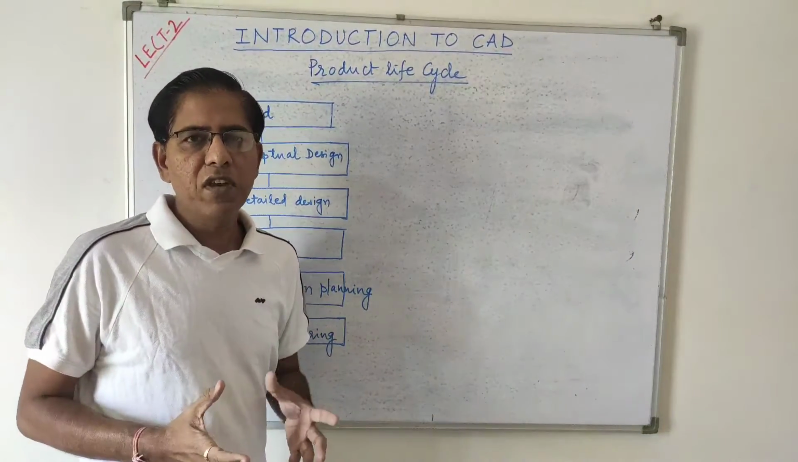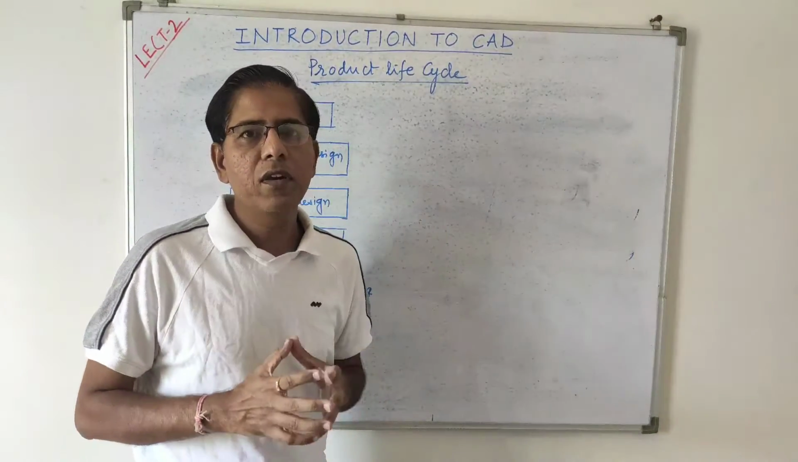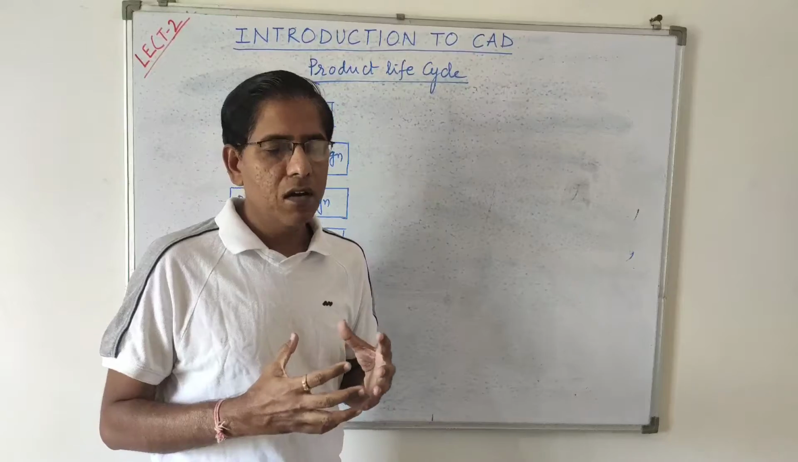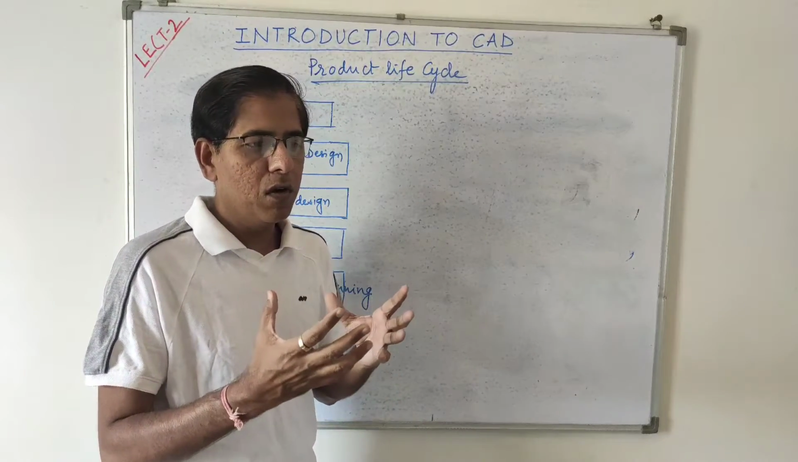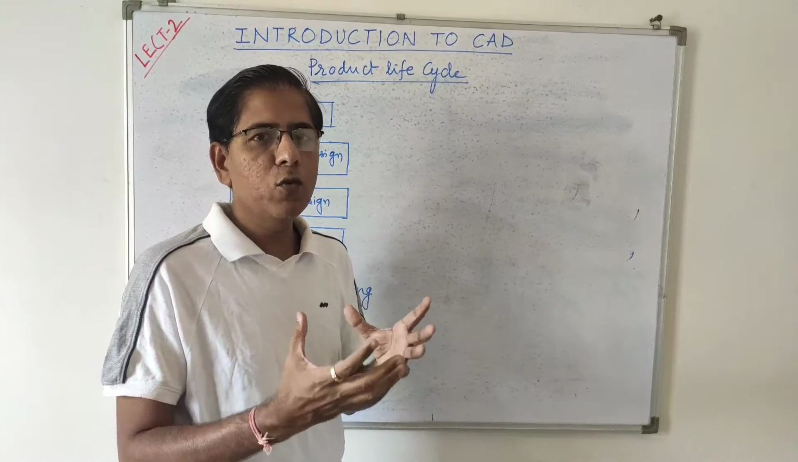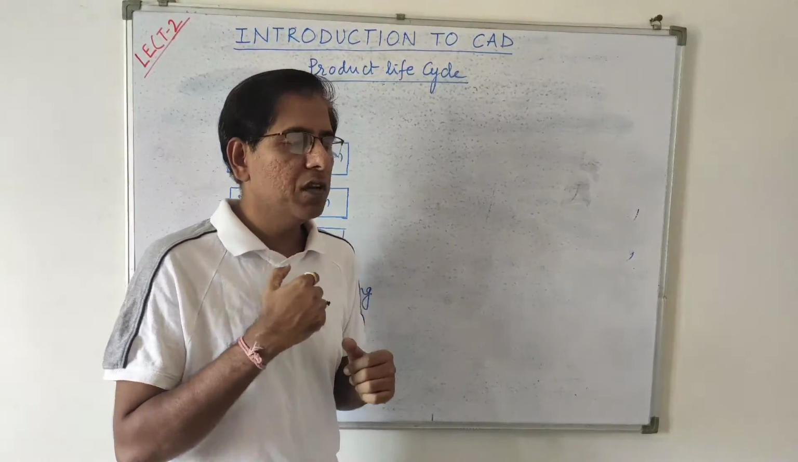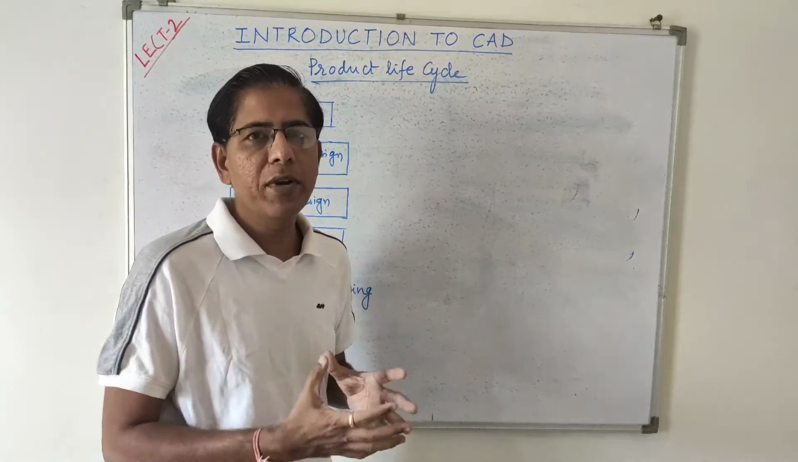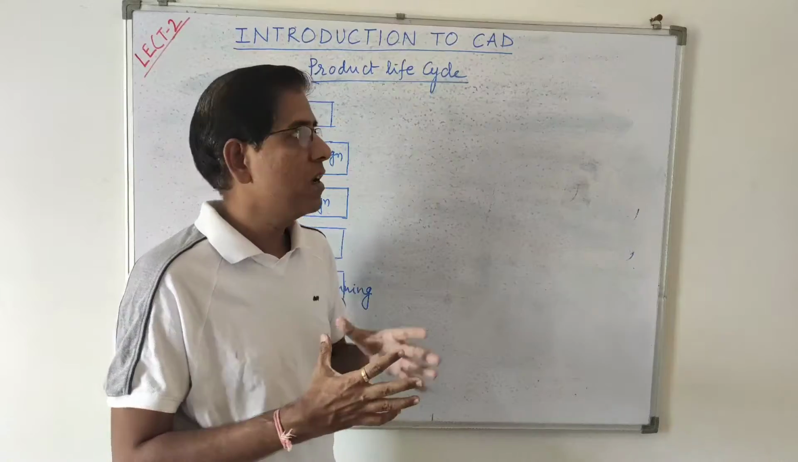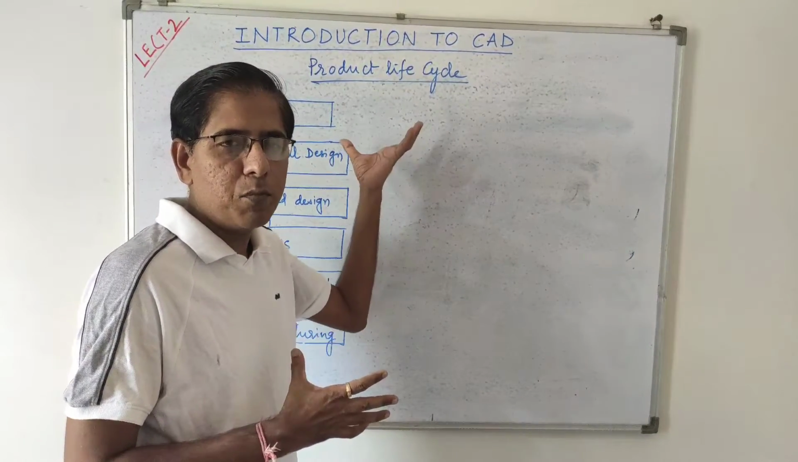In the last topic, we have seen the definition of a CAD. In this topic, we'll see where the CAD is implemented, or where do you find the application of CAD. Now, to explain the application of CAD or to explain the implementation of CAD, first I will explain the product life cycle. So what is a product life cycle?